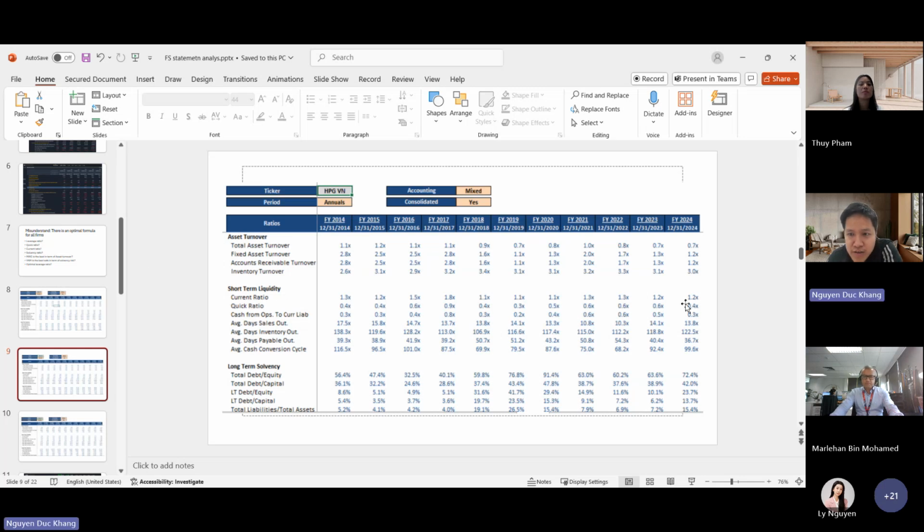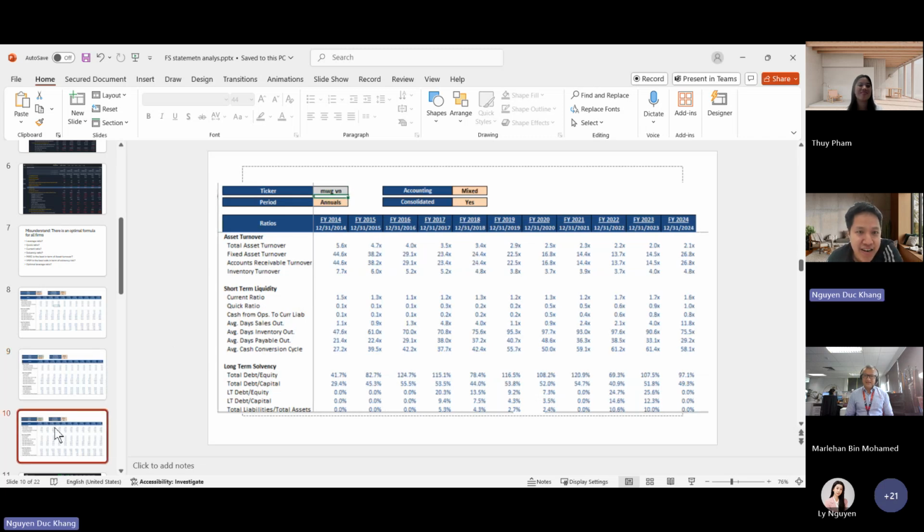The current ratio is at 1.2 and the quick ratio is just 0.4. So it's a warning from the textbook. It's a violation: too many current debts and a lack of current assets. Another example is MWG, Mobile World. It's a big distributor of mobile phones and electronic devices in Vietnam also. You can see that the current ratio and quick ratio are actually better, but less than Vinamilk.